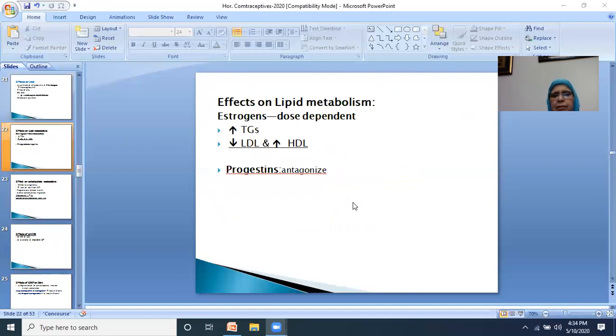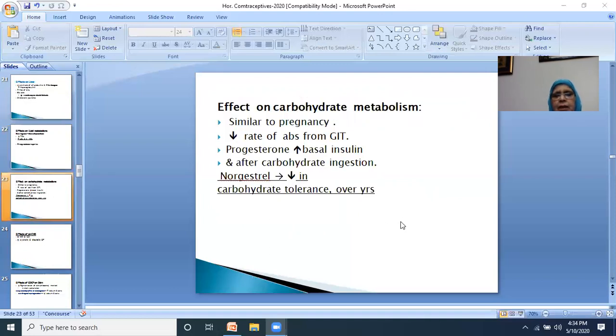Effects on lipid metabolism. Estrogens produce a dose-dependent increase in triglycerides and other phospholipids, a decrease in low-density lipoprotein, and an increase in high-density lipoprotein. Progestin could antagonize these effects, which means there will be increased LDL and decreased HDL, which are not really favorable. Effect on carbohydrate metabolism is similar to pregnancy.